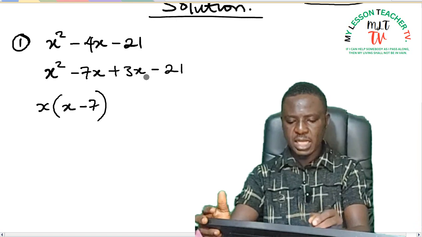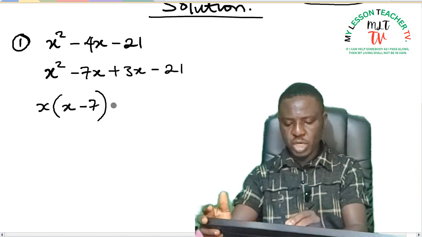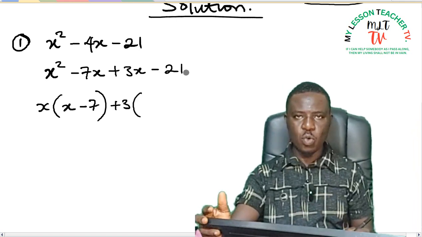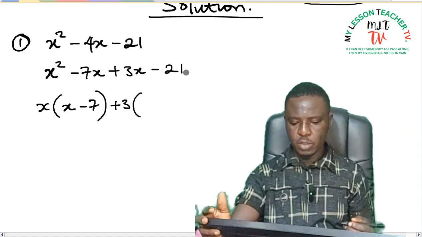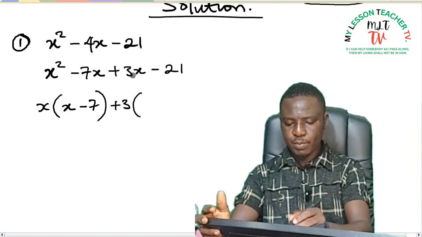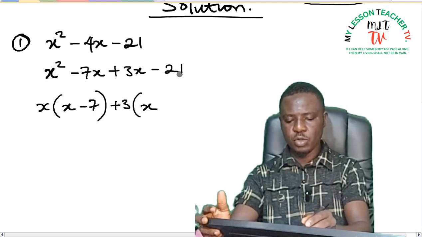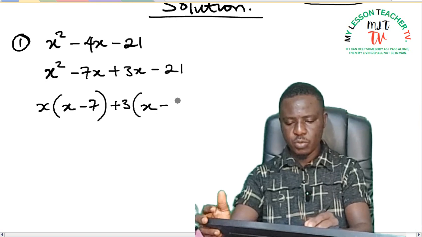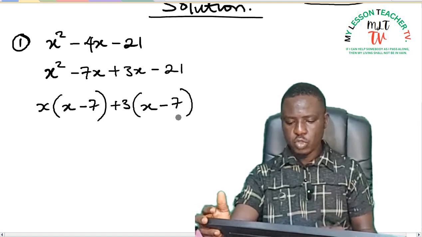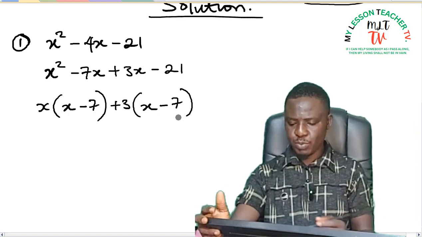Looking at plus 3x and minus 21, what is common? You agree with me that plus 3 is common, but there's no x term in 21. 21 is a constant, so x is not common. Do the same: divide plus 3x by 3, you are left with x, and when you divide minus 21 by plus 3, you'll be left with minus 7. So I have been able to factorize it from a 4-term expression to a 2-term expression.